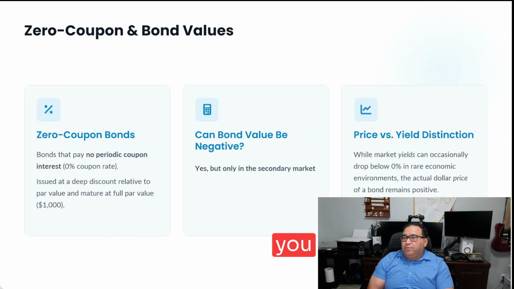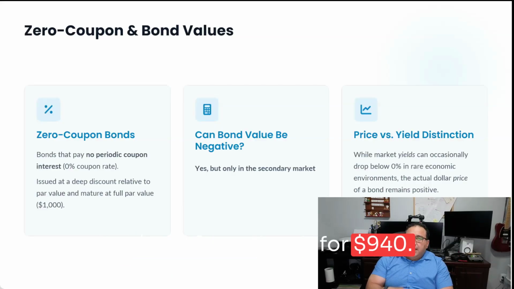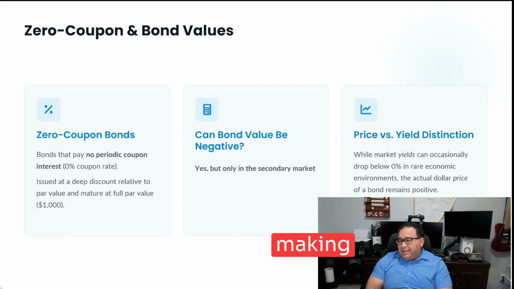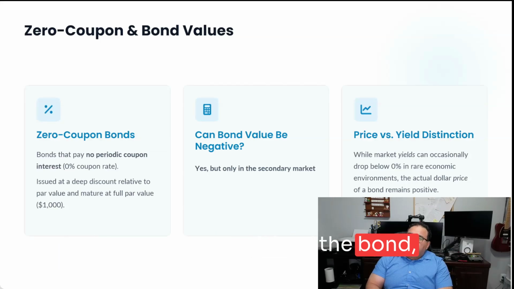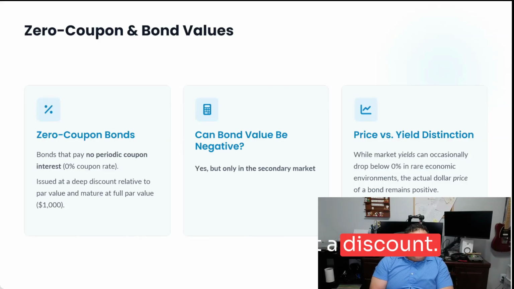What happens is you purchase the bond at a discount. So instead of buying it for $1,000, you buy it for $940. And at the end of its life, which is 1 year, they pay you back $1,000, right? They give you $1,000, and that's when you receive your interest. So instead of receiving payments throughout the life of the bond, you receive the full payment at the end of the life of the bond by purchasing it at a discount.